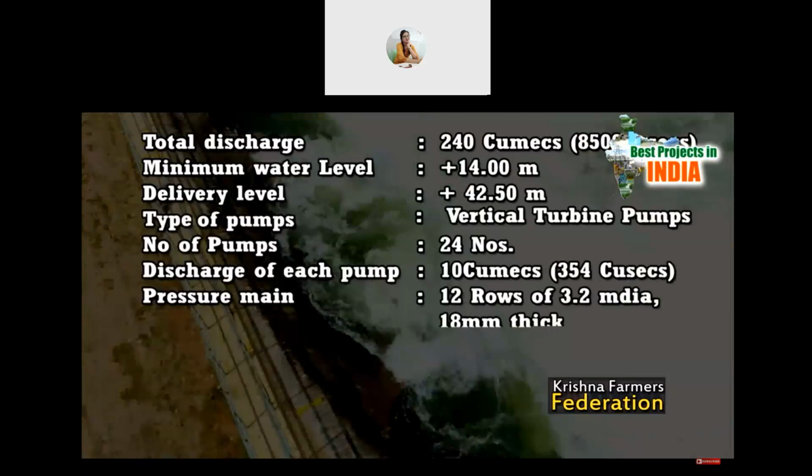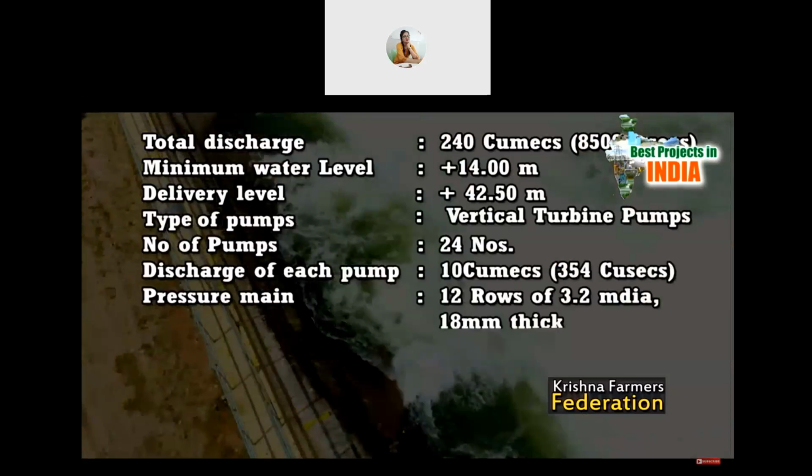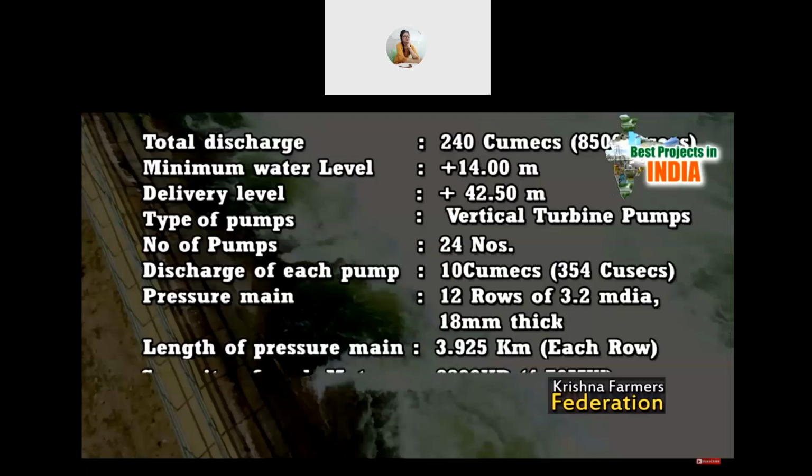Pressure main, 12 rows of 3.2 meters dia, 18 mm thick, length of pressure main, 3.925 kilometers each row. Capacity of each motor, 6,300 horsepower, 4.70 megawatts. Total power required, 113 megawatts. Designed lift, 80 TMC in 110 days.